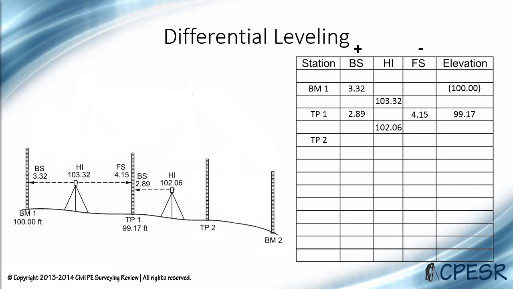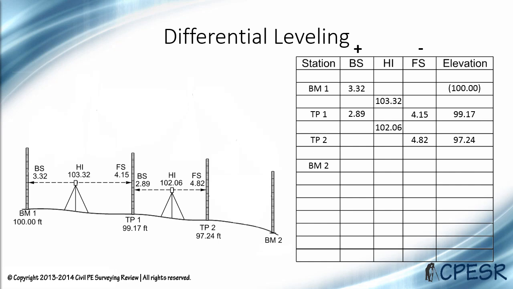Now we're going to shoot the foresight at the unknown point, which is TP2. That's 4.82. So now we have 102.06 minus 4.82. That's going to equal 97.24. So as you can see, this turning point 1 went from unknown to known point. This turning point 2 was unknown, but now it is a known point. Now we know what it is. So now when we shoot back at this turning point 2, it's going to be a backsight.